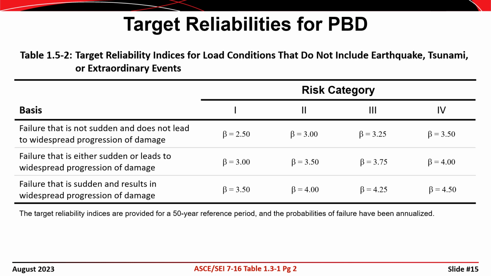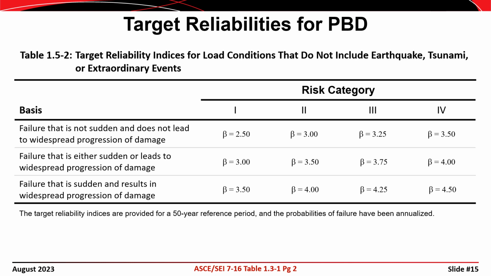So we want to guard against that last type of failure more than we need to for the first type of failure. If it's a localized failure, something that doesn't happen very fast and doesn't lead to a collapse of the structure, we don't need to guard against it as much. If it's going to lead to a total collapse of the structure, then we need to guard against it more.